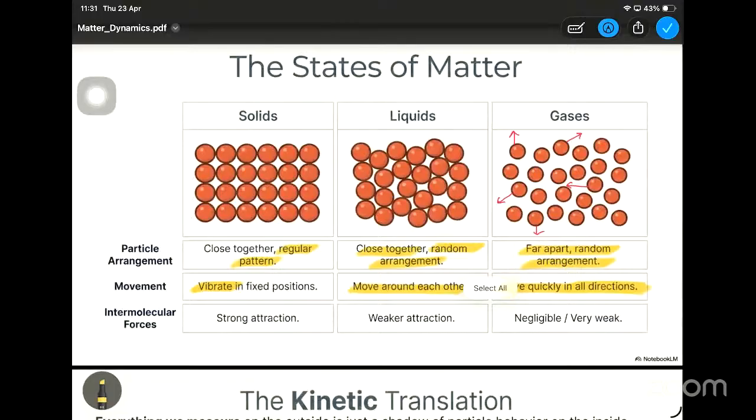So for solids, you have strong attraction forces, for liquids you have weak attraction forces, and for gases they are going to be very weak. That's why the particles are far apart from each other, right? Far apart from each other.